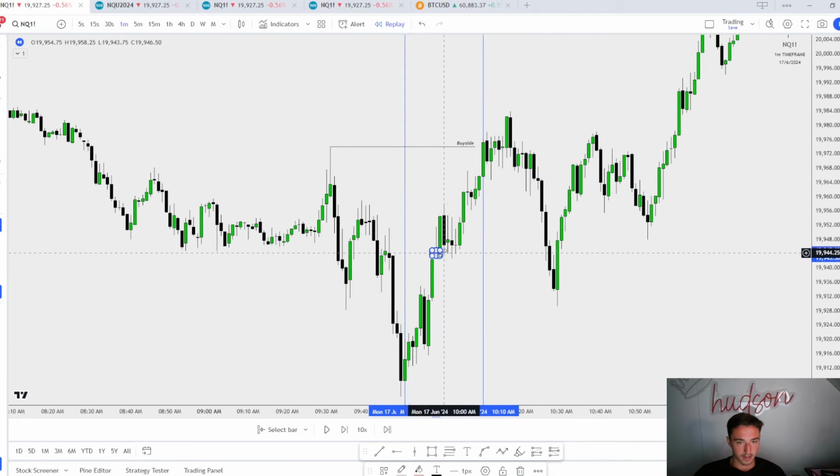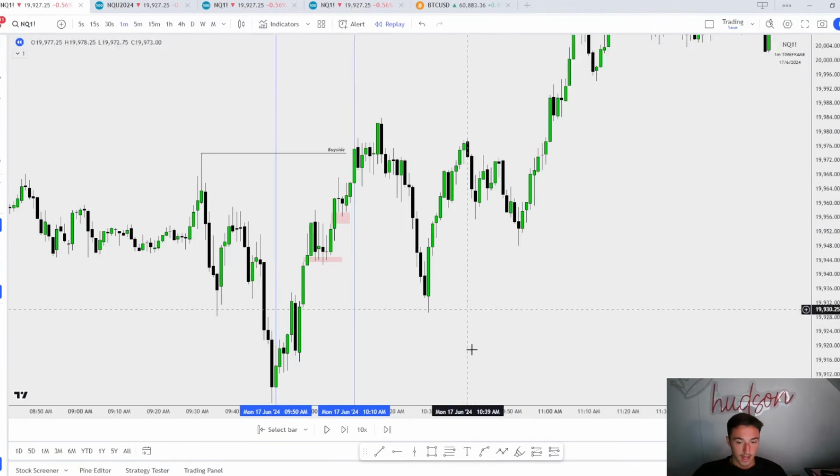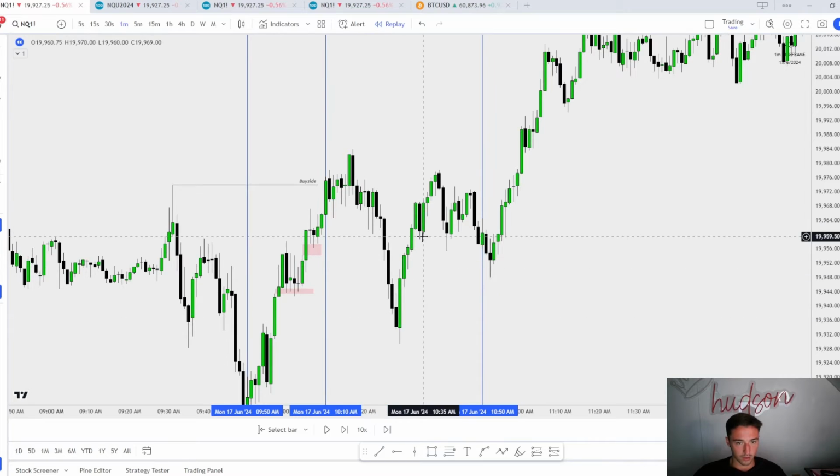So this 9:50 to 10:10 macro delivers us higher. Right here is an imbalance. Boom, tap, hold, continue higher. If you didn't enter there, you can get a quick scalp to finish the move off right here. So that macro delivers. 10:50 right here. This looks like a higher time frame fair value gap.